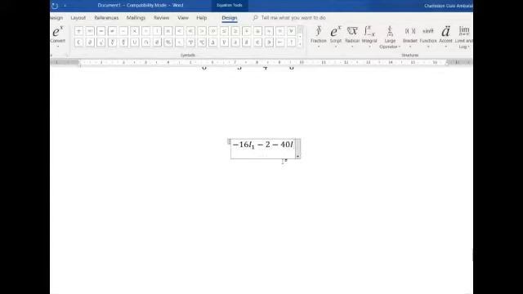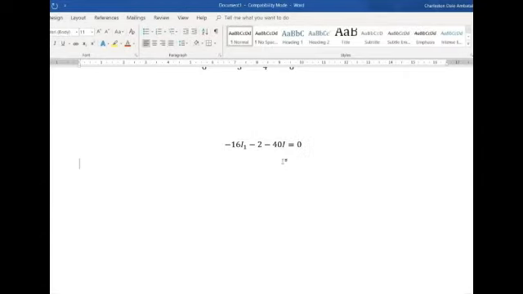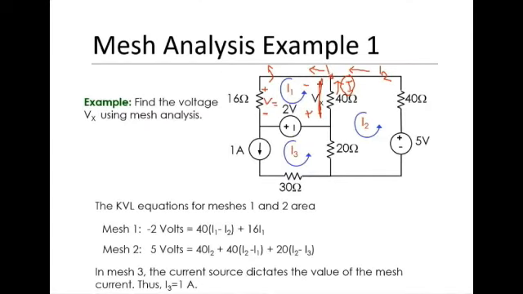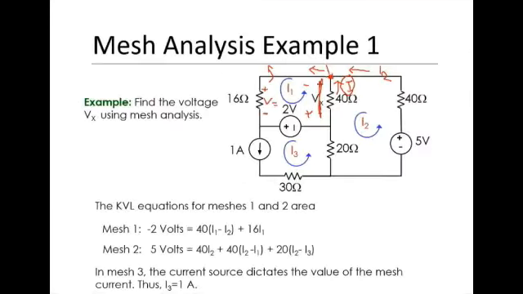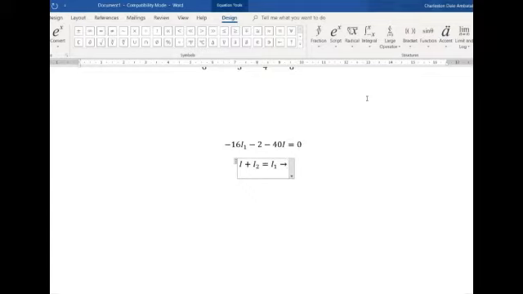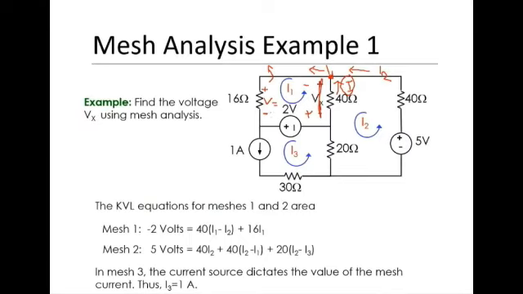But what is the value of I? The value of I can be solved through KCL at this node. So the KCL at this node is equal to the sum of the currents going in, which is I and I2, equal to the current going out, which is I1 here. So by just transposing I2, we'll get that the current flowing through the 40 ohm resistor is I2 minus I1. Now we can substitute that here, and we'll get this expression for the loop, or mesh 1. Next is mesh 2.